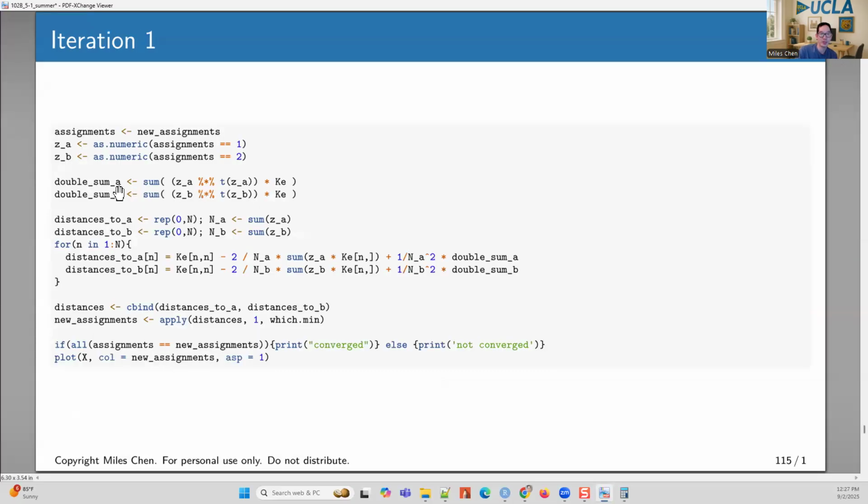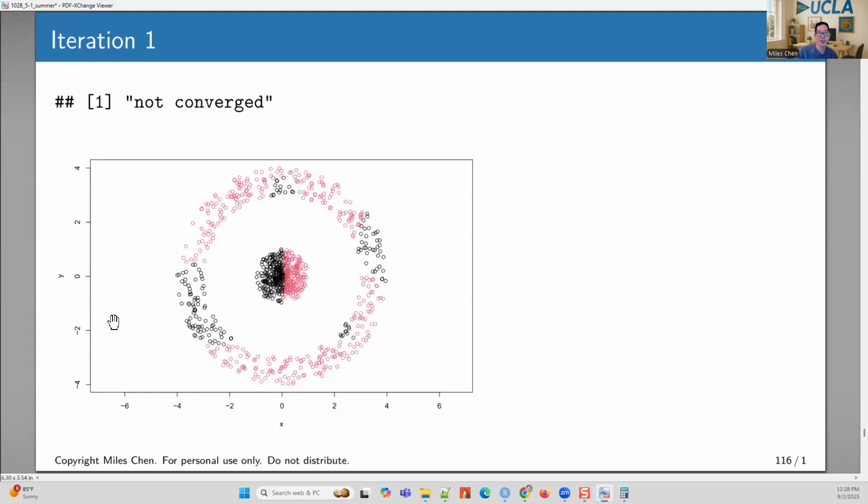We calculate the double summation for centroid A and the double summation for centroid B. We get the distances to centroid A and the distances to centroid B. This is basically the code from the previous slides. We go ahead and calculate which is smaller, the distances to A versus the distances to B, and that's going to be our new assignment. After one iteration, this is the new assignment. Some get assigned to red and some get assigned to black.